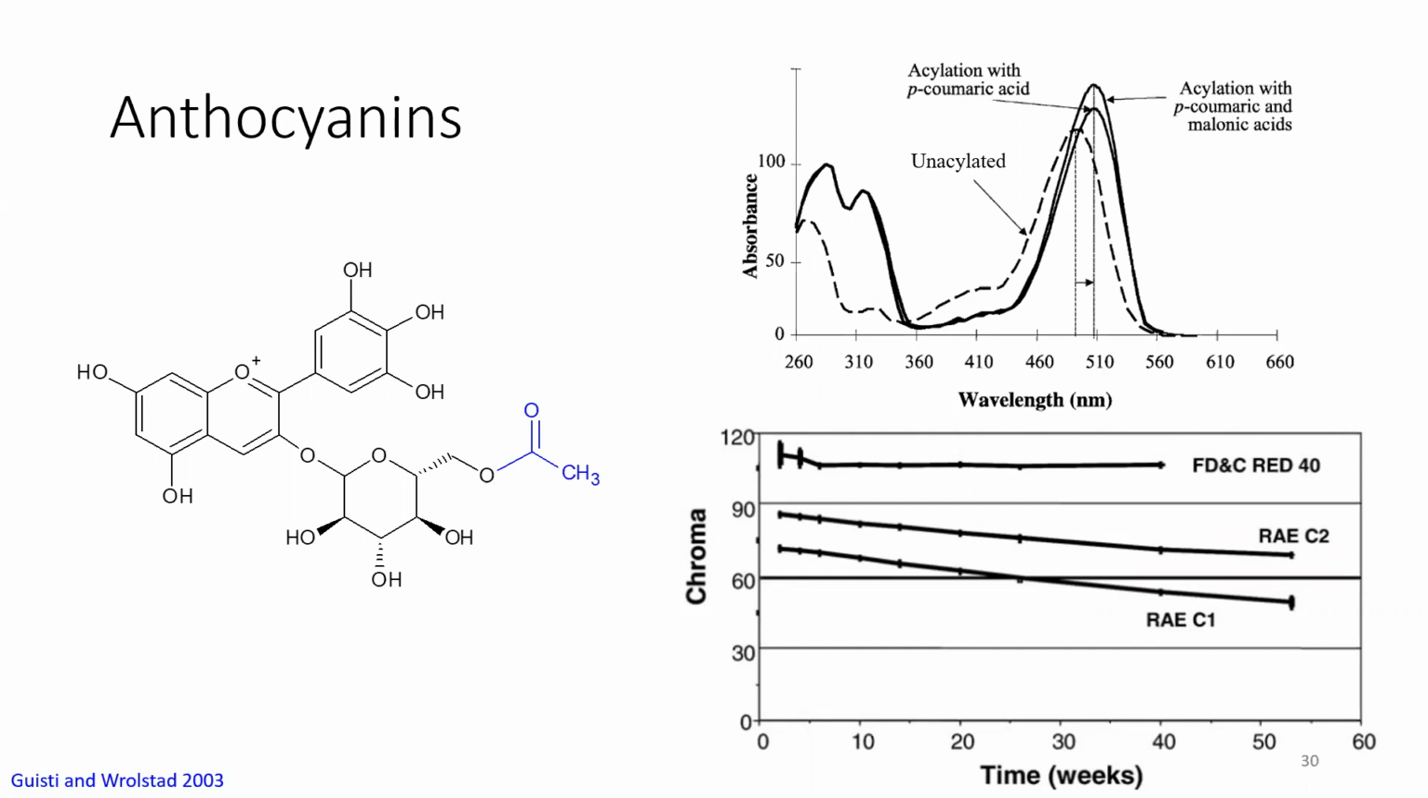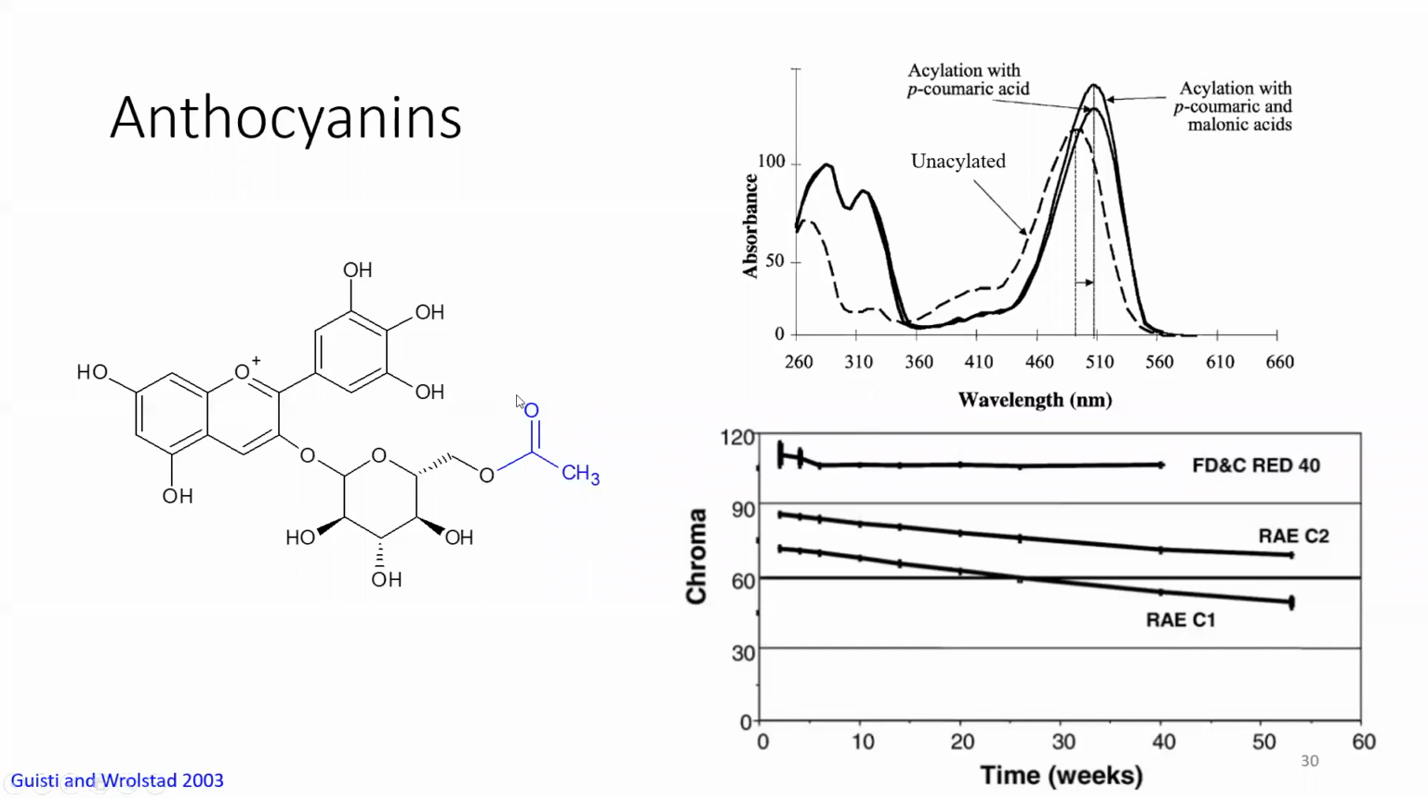Okay, anthocyanins, we can also introduce some organic acids onto the carbohydrate moiety on the anthocyanin. So I've shown here just an acetyl group here, esterified to the sugar residue on the anthocyanin. And these are called acylated anthocyanins. And it doesn't have to be an acetate group. It can be any number of organic acids here.